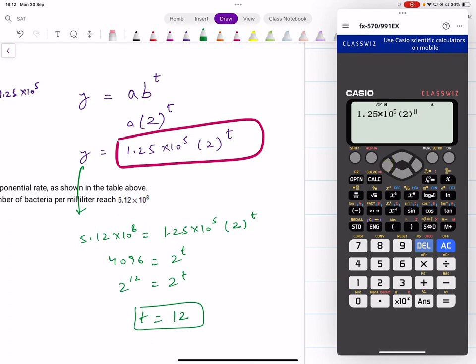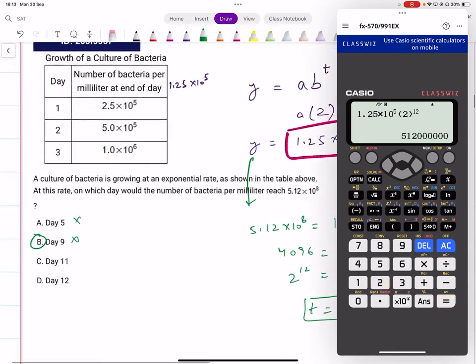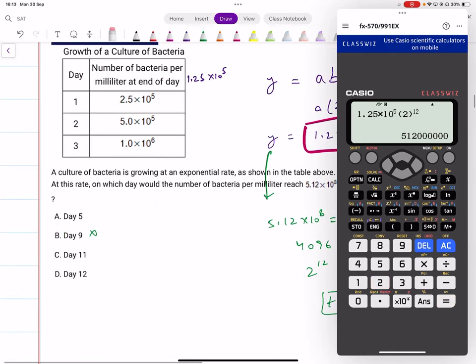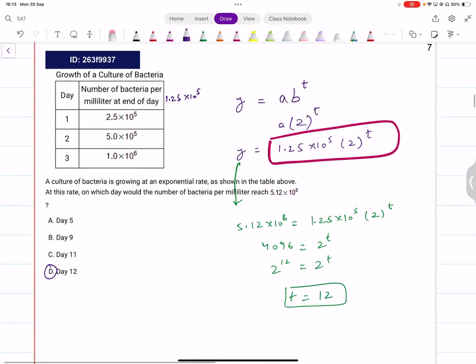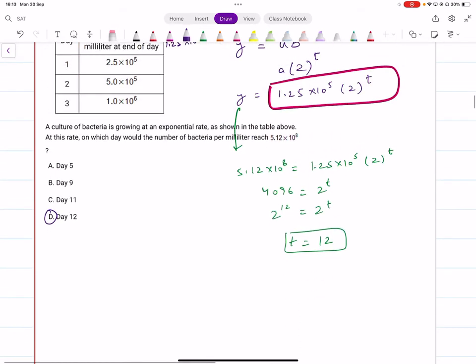Try 12. And that does give you the answer. 512, so on, right? That's the answer. So that means it's supposed to be 12, therefore. Okay, so you could either input the options and see which one gives you the correct answer, or solve it formally like this. Any problem? No?